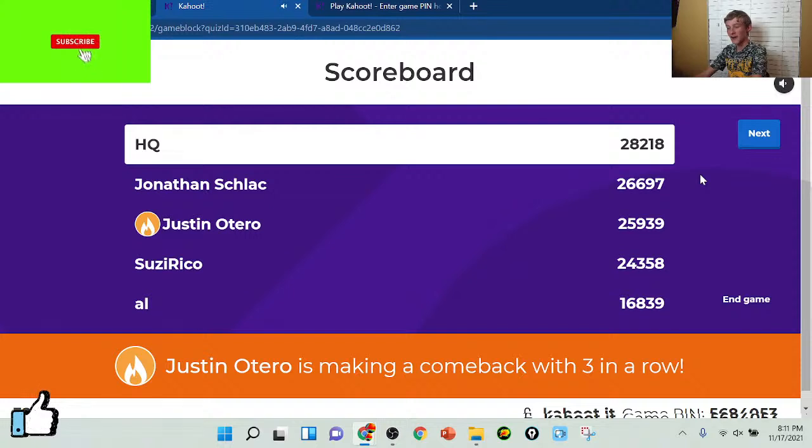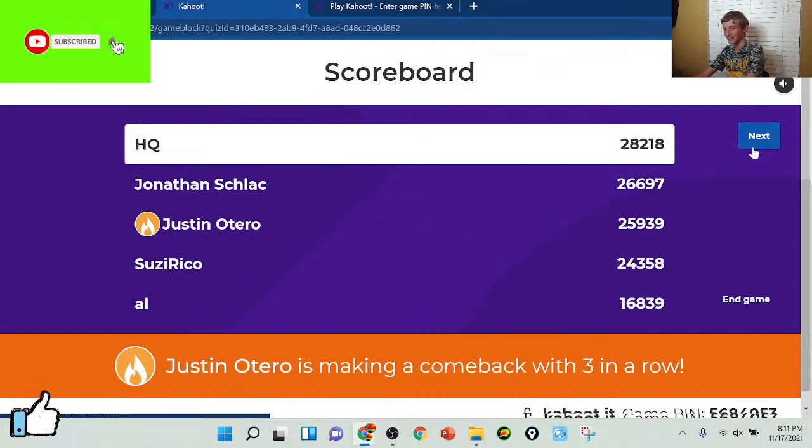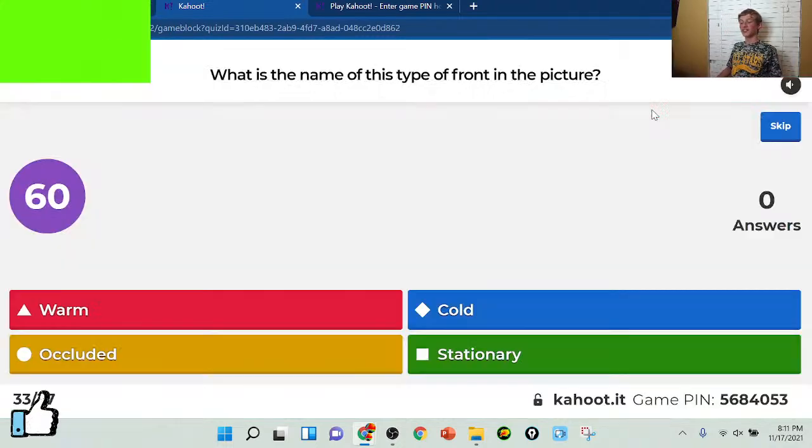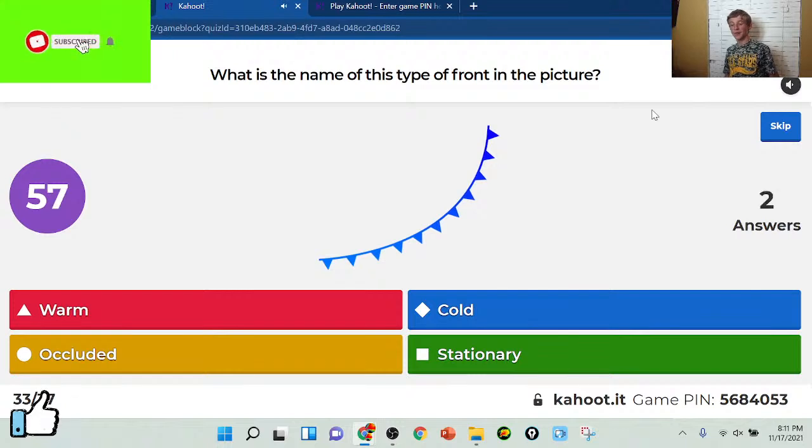Ooh, it is still a very close battle. Now, Justin and Jonathan are fighting for second place. This is a close game. What is the name of this type of front in the picture? Is it a warm front, a cold front, an occluded front, or is it a stationary front?